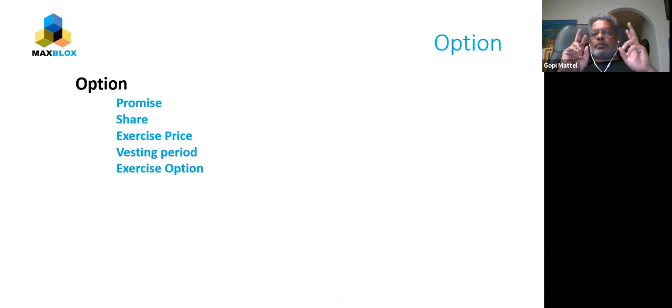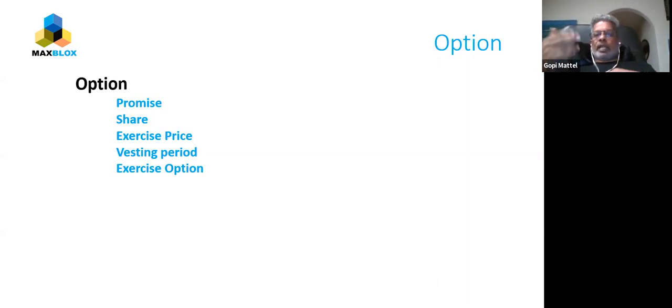That promise becomes a real promise only if you're still employed by this company. So on the 364th day, if they quit on you, they get zero. That's how you tie them to the promise of employment. So that's the vesting part of it.